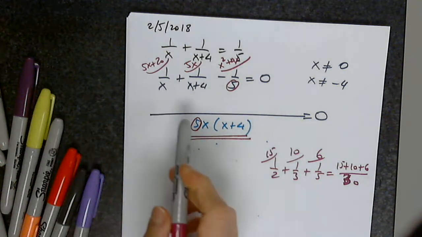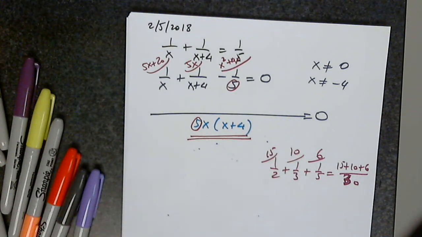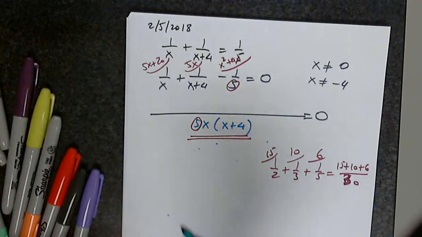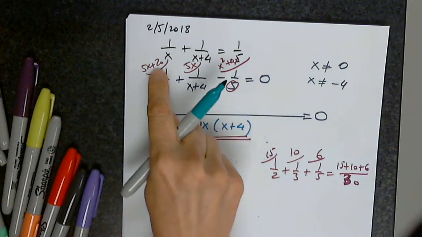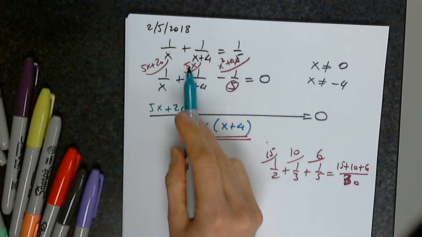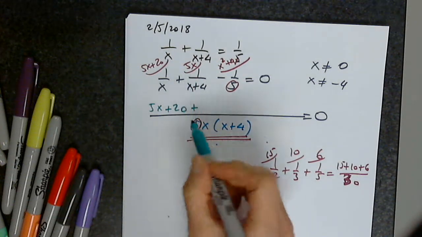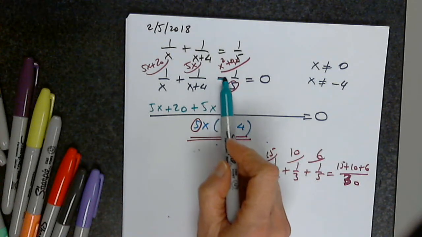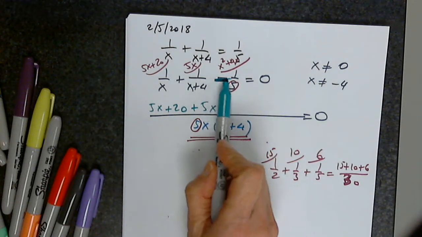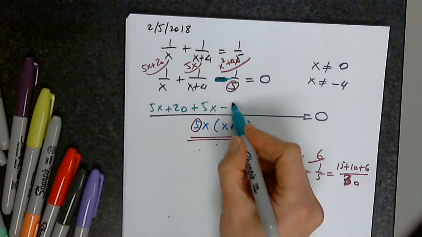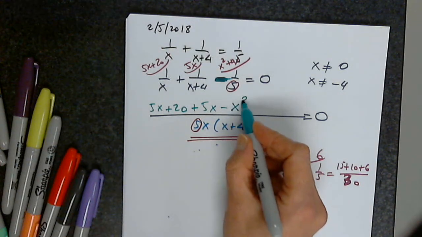Okay, good. So now can anyone dictate the numerator of this fraction? Yes? Times x, 5x plus 20. Perfect. Plus? Let's see, 5x plus 5x. x squared plus, but it's minus in front. Minus. And then?